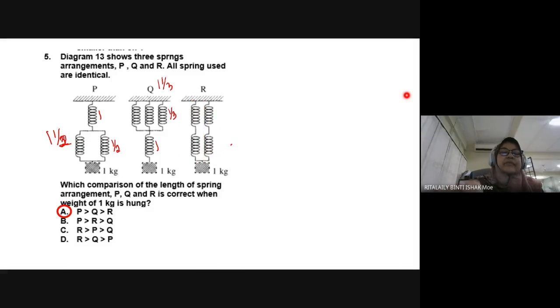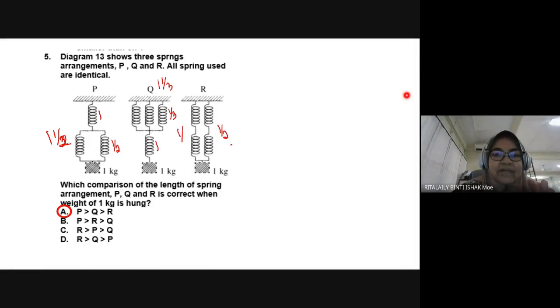Yes, Kalpana. How to calculate for R? Okay. For R, firstly, we have 1 kg load. The 1 kg load is being divided equally between two parallel springs. So this one will get half.